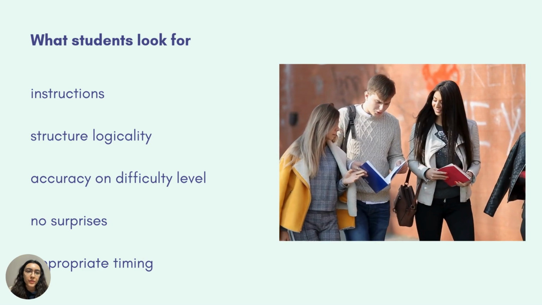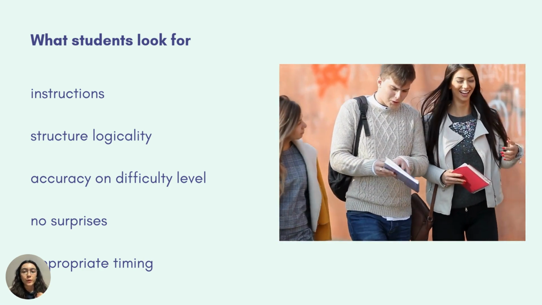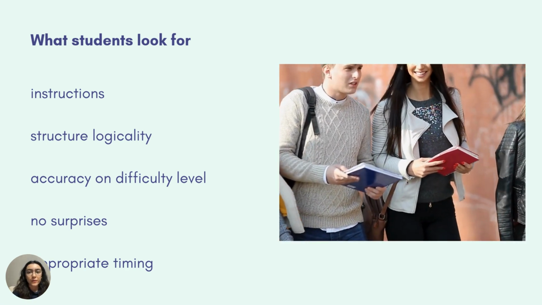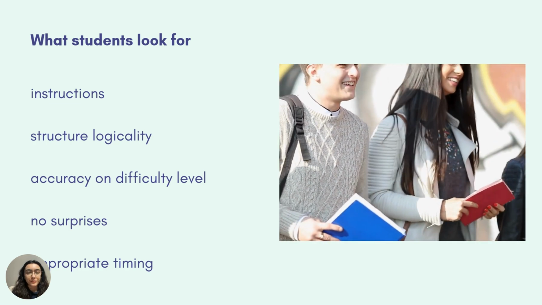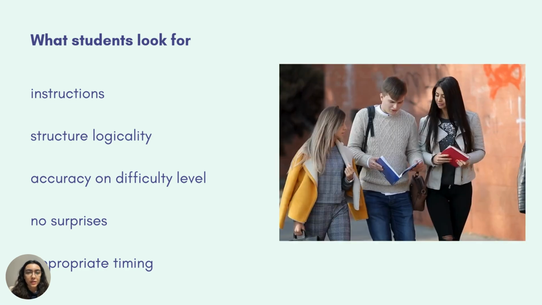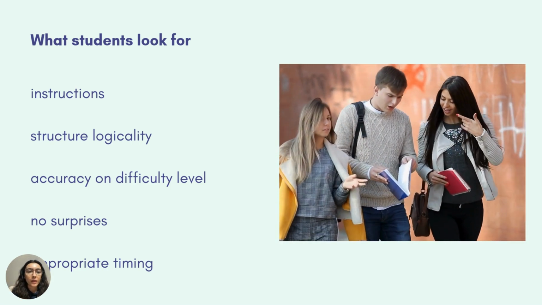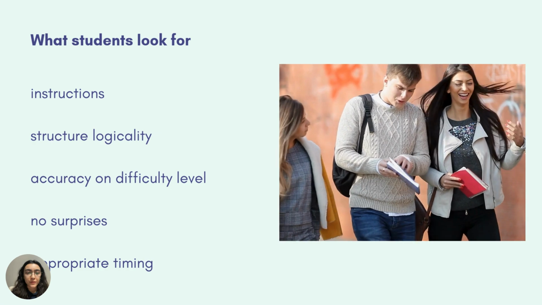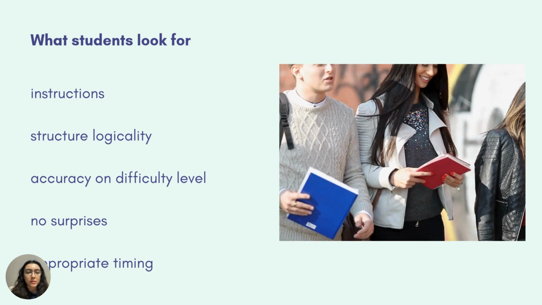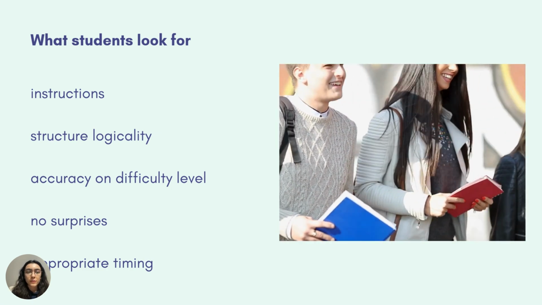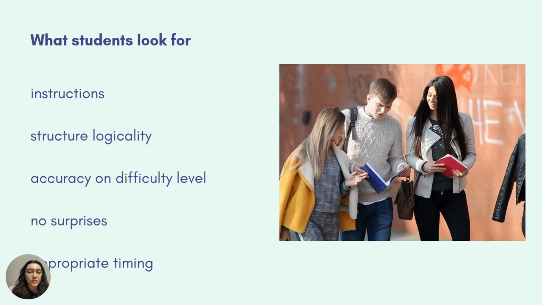There are some things that students look for in an exam. For example, they look for clear instructions, if the instructions are understandable or not. They look for structure, logicality, if it's going in good order. They also look for accuracy on difficulty level. So if you told them, oh, we're going to have a very difficult test, study hard, some of them don't listen to you, but some of them will study hard. And if you ask a cake, that's a piece of cake.